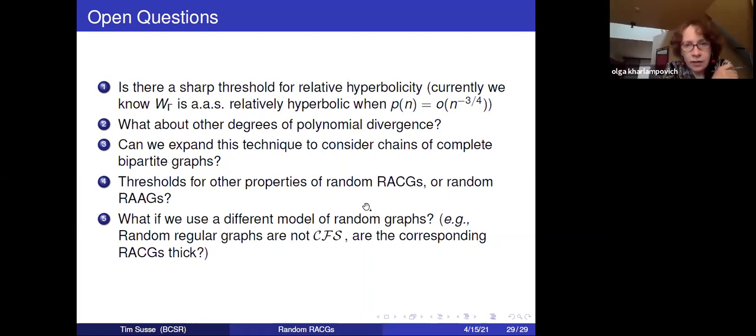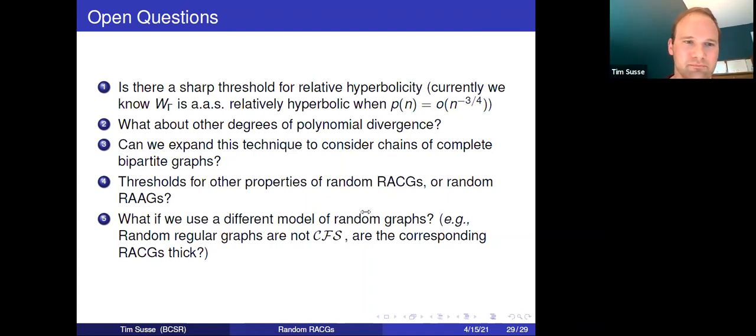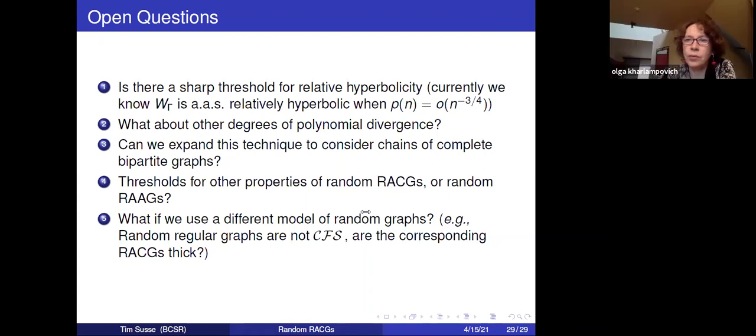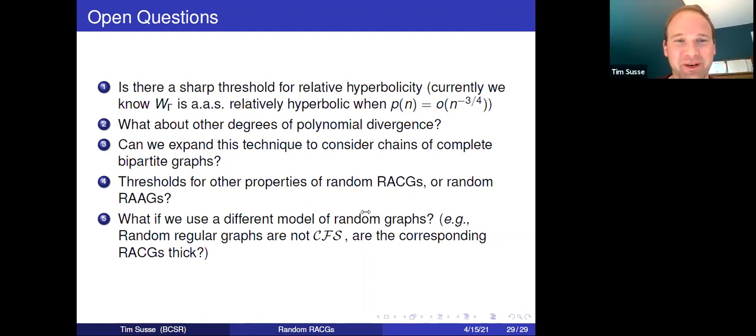Okay, I have a question. You're talking about components of the square graph. Can you say when it is connected? Do you know any thresholds for that?